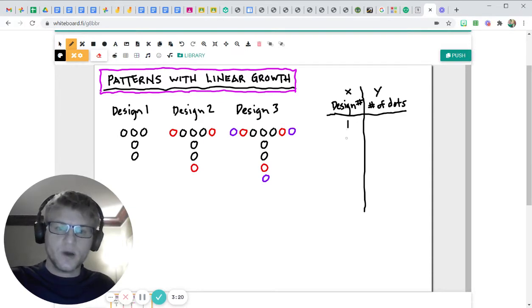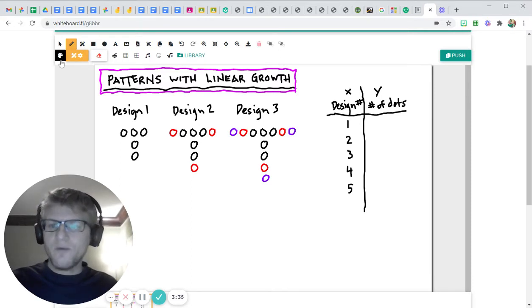There is design one, there's design two, there's design three. And then we could also say there's going to be a design four and a design five, but we don't know what those are yet. Now, we can guess though. We can predict. So let's look at design one. How many did we have in design one? Well, we had one, two, three, four, five. So I come over here, and for design one, I write that there are five dots, right?